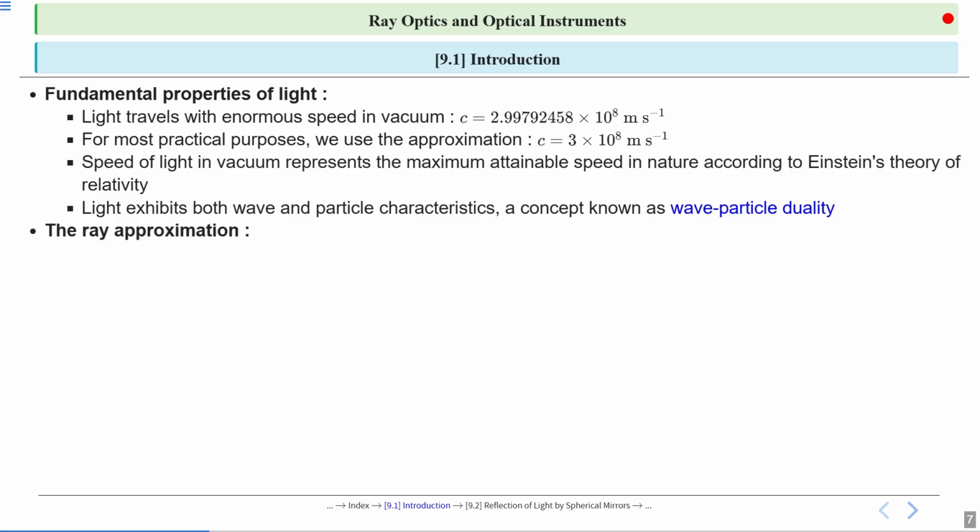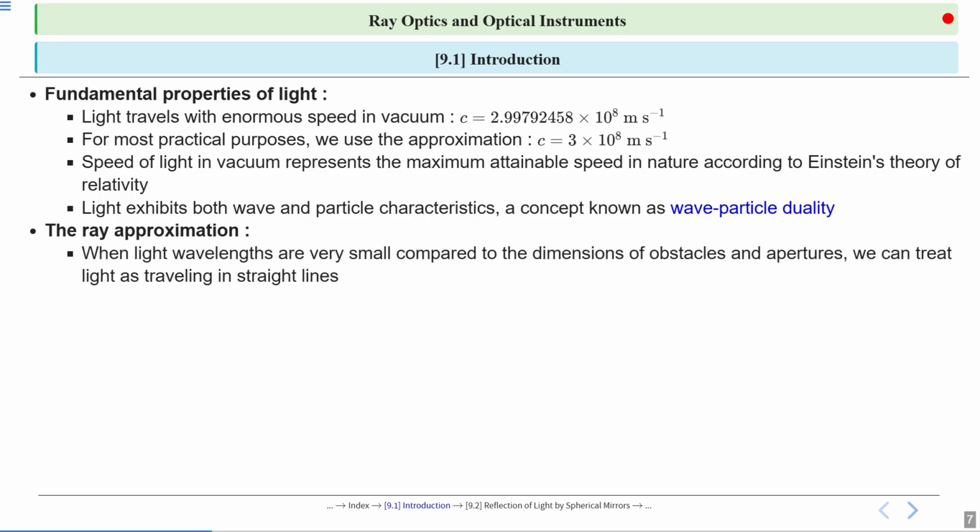So what is the ray approximation? When light wavelengths are very small compared to the dimensions of obstacles and apertures. What is an aperture? A small opening through any sheet or any object is called an aperture. If the size of the aperture through which light is passing, or of any obstacle, is very, very large compared to the wavelength of light, then we can treat light as traveling in a straight line.